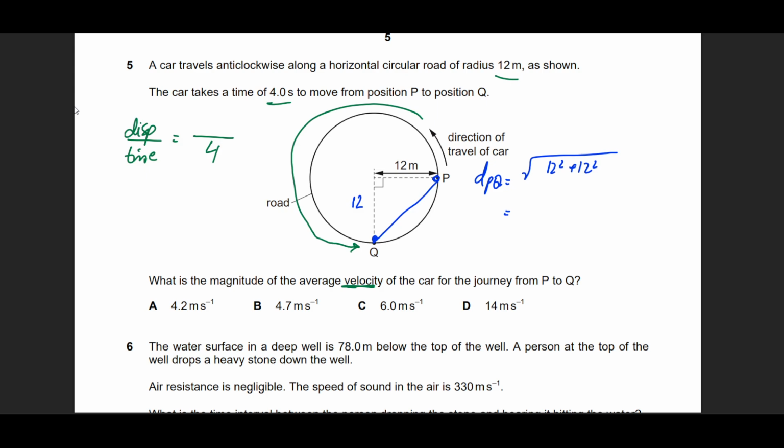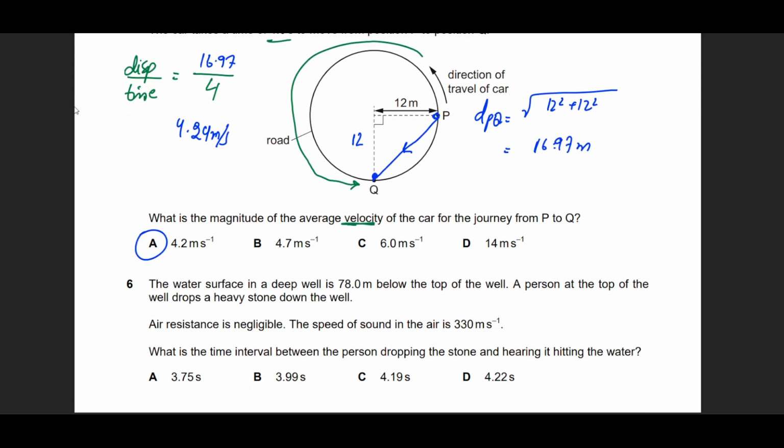So 12 squared plus 12 squared is 288, and if you take the square root of that answer, it comes out as 16.97. So this is 16.97 meters displacement in this direction. 16.97 divided by 4 gives you an answer of 4.24. So this is 4.24 meters per second, which is going to be option A.